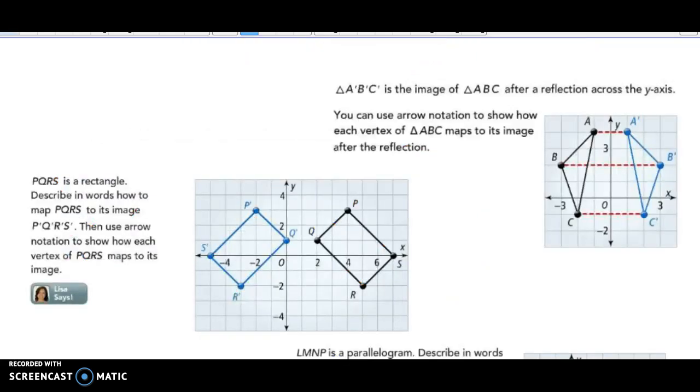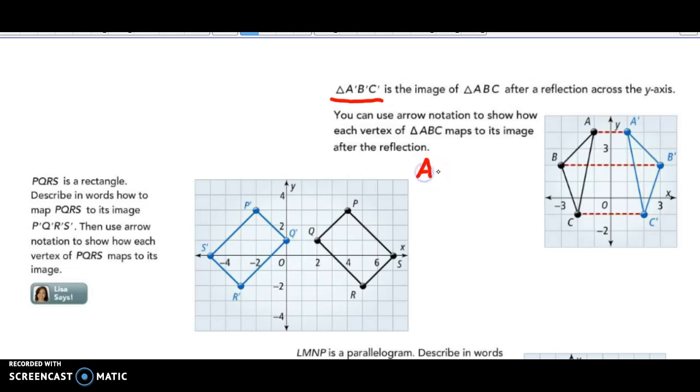Moving on, let's talk about how we can use our arrow notation to map these images. So looking over here, we have triangle A prime, B prime, C prime in blue. This is the image of triangle ABC after a reflection across the y-axis. So here's my line of reflection. If I want to use arrow notation to show how each vertex of triangle ABC maps to its image after the reflection, then here's how I'm going to do that.